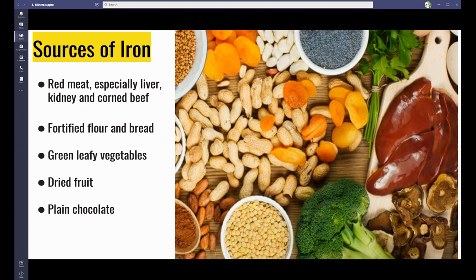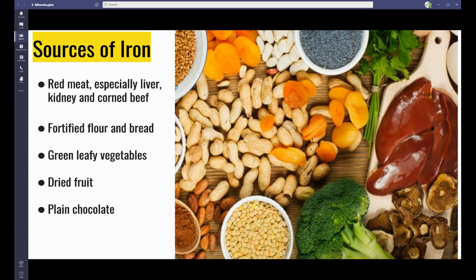Now, I've mentioned that if we are not getting enough iron in our diet, we would feel tired, lacking in energy and weakness, and over time could develop anemia. But if we have too much iron in our diets, mainly in our liver, this can be really poisonous for our bodies as well.